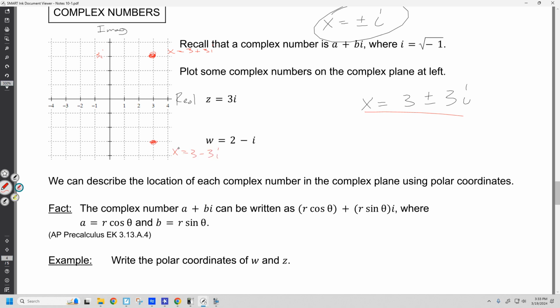We could graph just i. Where would i be? Not 3i. Where would i be? Graph i. Well, I think i would be no real and just up 1 i. That's where i is.